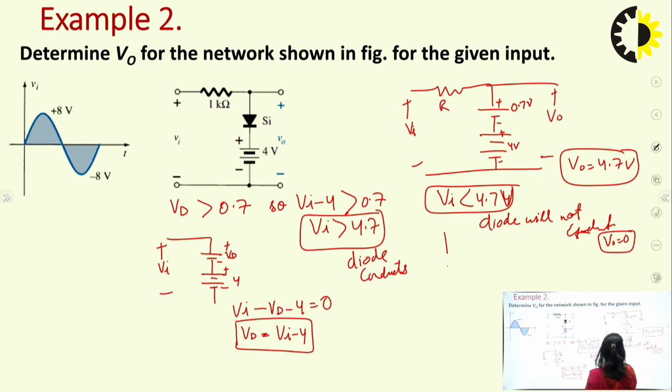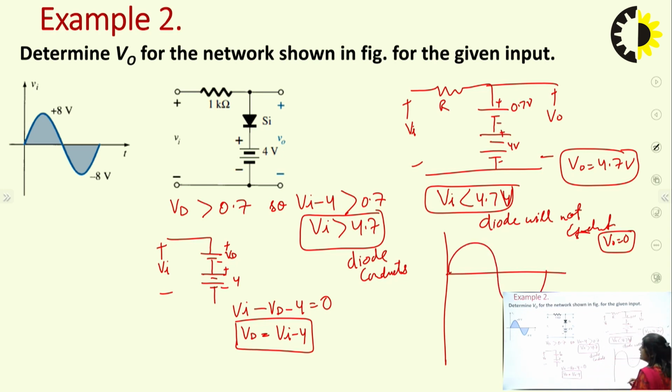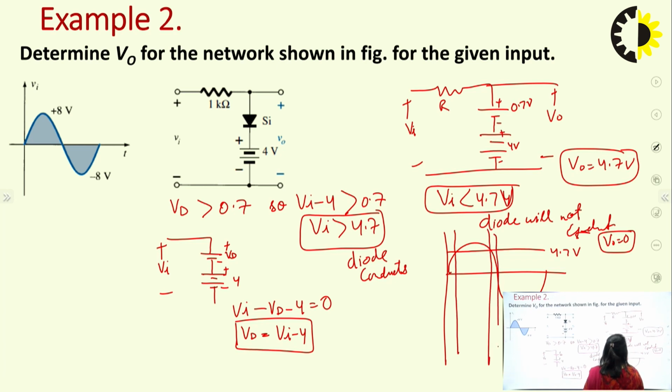And now we have to draw the input waveform. So this is our input, and Vi must be greater than 4.7. So we will draw the line of 4.7 here. This is the line drawn for 4.7. Now we will draw the intersecting lines here. So these are the lines. Now here is the conducting region. This region is conducting. This part is conducting.